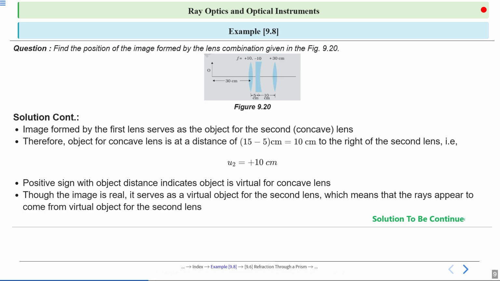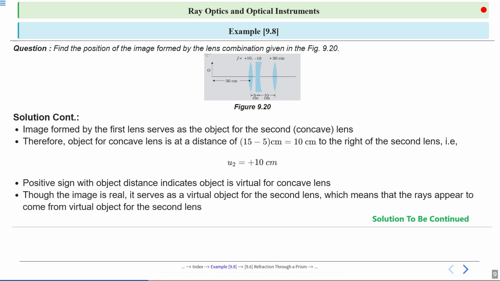Which object? A virtual object, because it is not the real object. The image formed will be real, but in the path of the rays we have placed the concave lens, so that position of image will act as a virtual object for the concave lens. That's why we have taken u2 as positive 10 cm, because it is in the same direction as the incident light. The object distance for the second concave lens will be positive because we are measuring this distance in the same direction as the incident light. So that is a virtual object. Also, for a virtual object we take the object distance as positive.